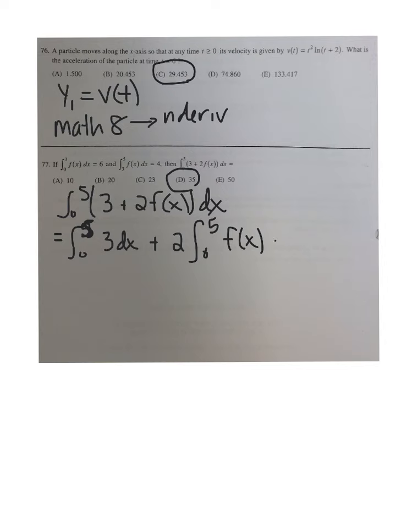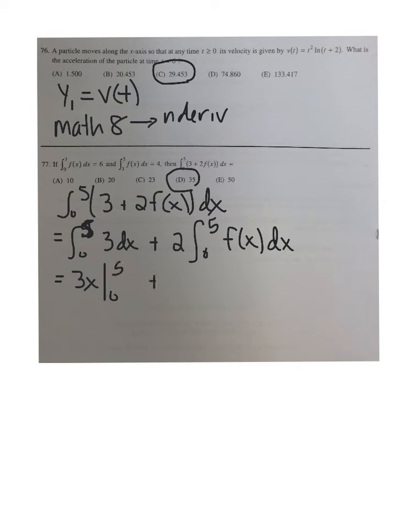Now there's a reason why I did this, and it'll make sense hopefully in a minute. So I'm just splitting them up. Nothing else has really changed. Okay, so on the left side here, I'm going to integrate 3, which would give me 3x, right? And then I am going to evaluate that from 0 to 5.